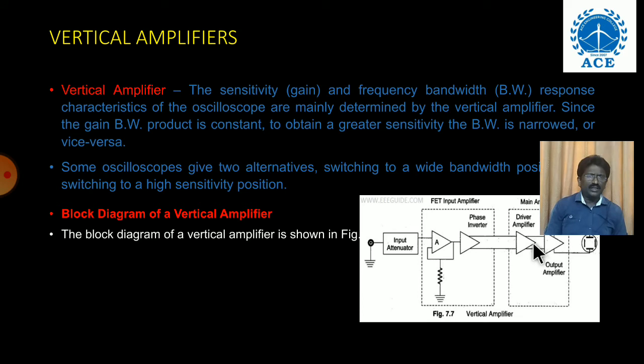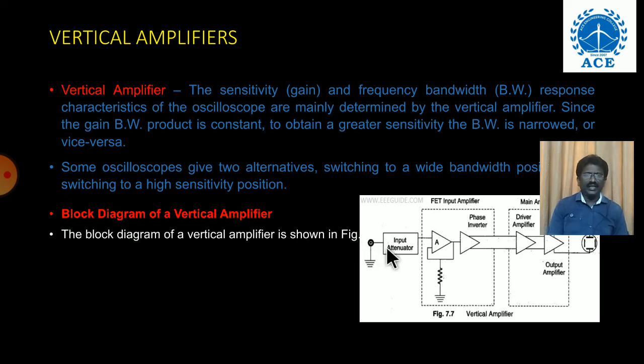Next, you can observe the driver amplifier and output amplifier. This part you can call the main amplifier. Finally, you connect the output of the output amplifier to the CRT. So this is the arrangement of the vertical amplifier. Now I will explain it one by one.